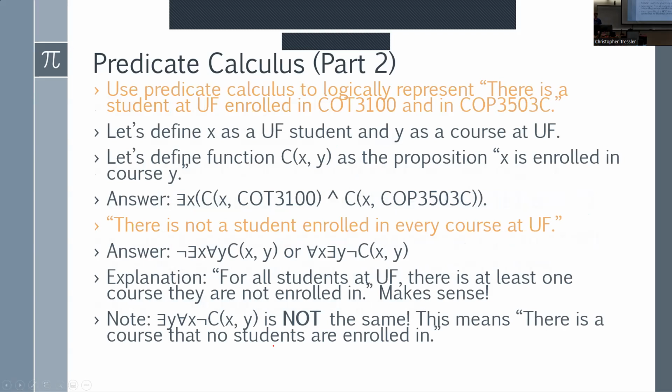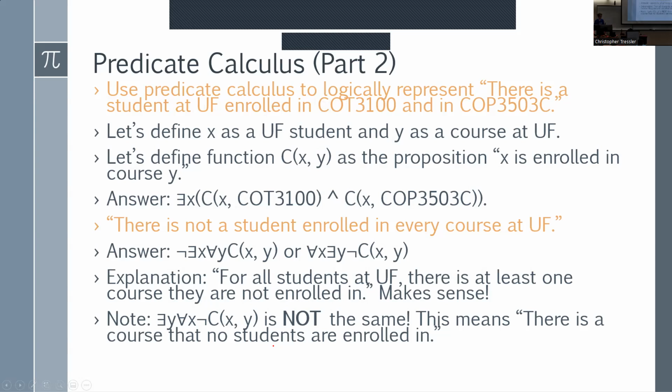So now I have two examples for this predicate calculus stuff just to go through. The first I wrote: we're going to use predicate calculus to logically represent, that means not in plain English, that there is a student at UF enrolled in COT3100 and in COP3503C, which means that they're enrolled in both classes at the same time, right?